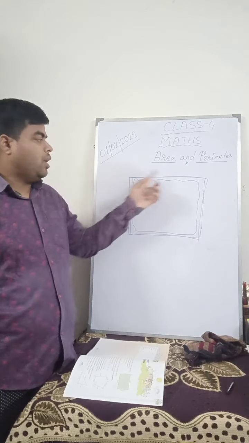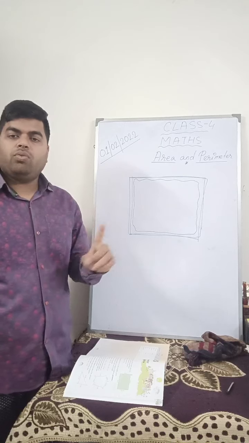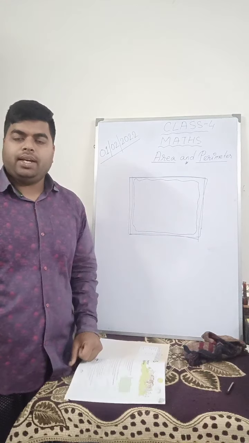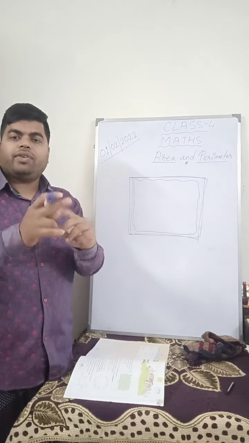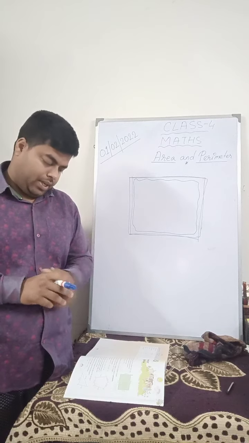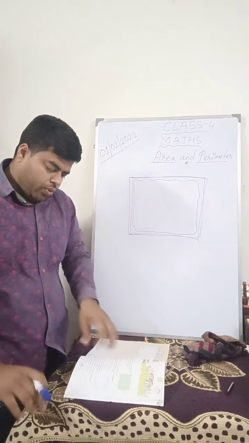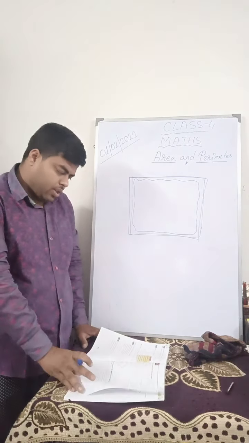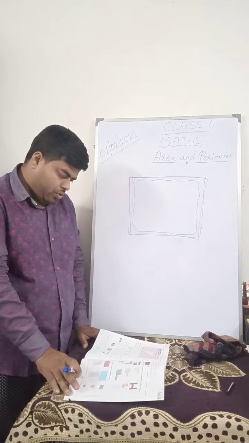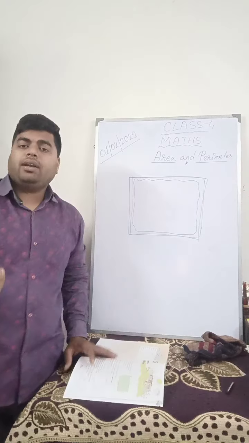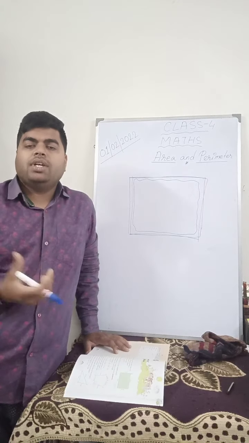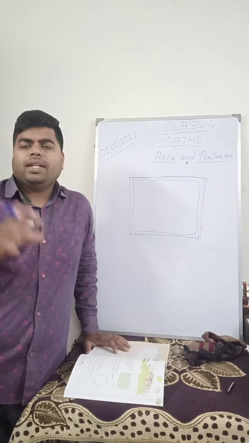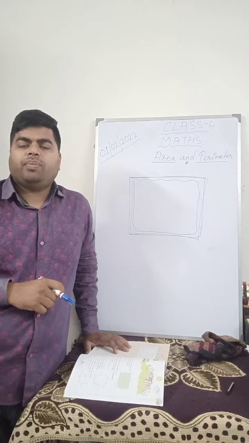So if you talk about the outline boundary, that is perimeter. When you talk about the whole space, that is area. So this is the difference between area and perimeter. Now, to find the perimeter, for now in class 4, they did not ask you to find the perimeter of a rectangle, a square, or a triangle. They have only given you figures to find the perimeter.